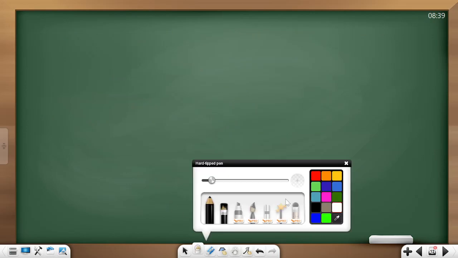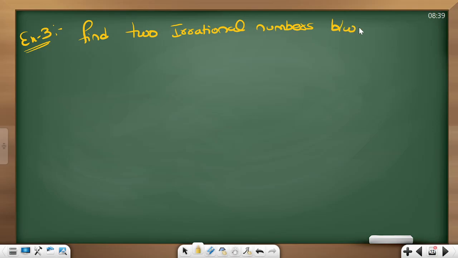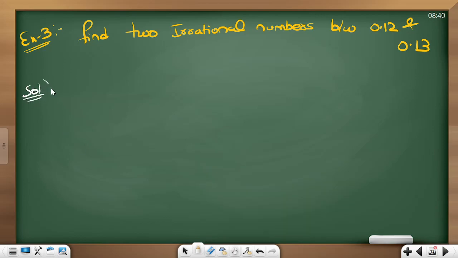Now, next example. This is the last example for the class. Find two irrational numbers between 0.12 and 0.13. You have to insert two irrational numbers.